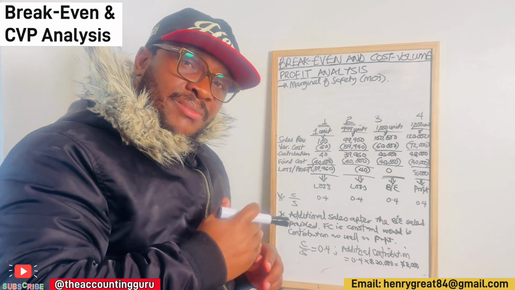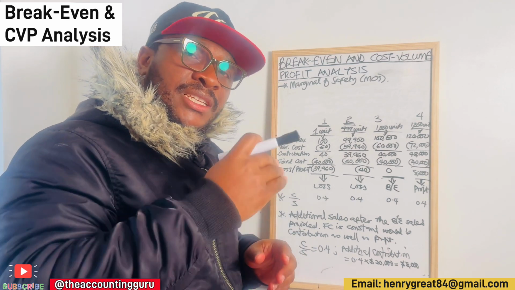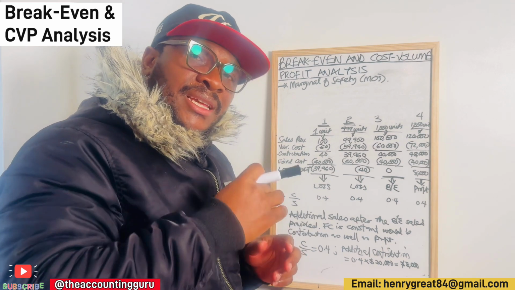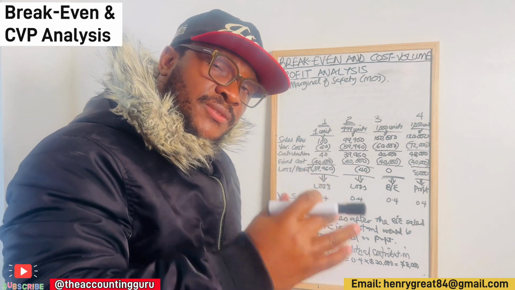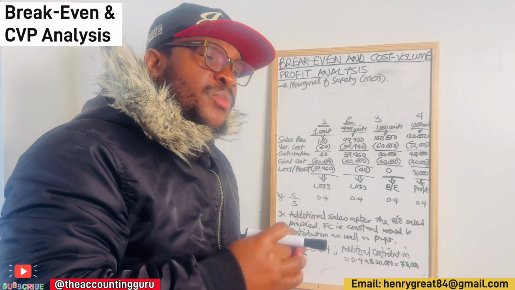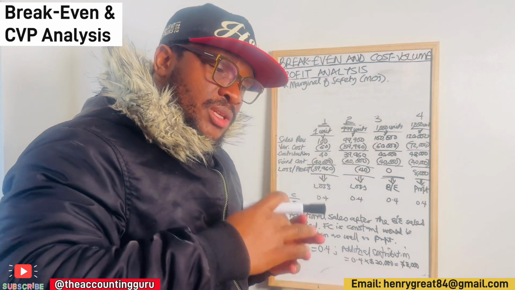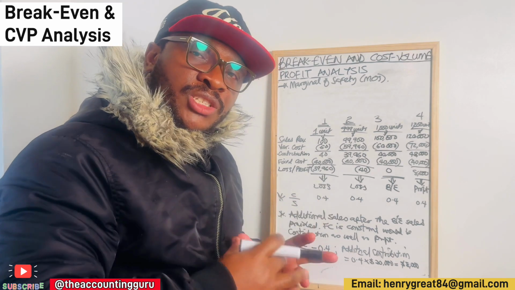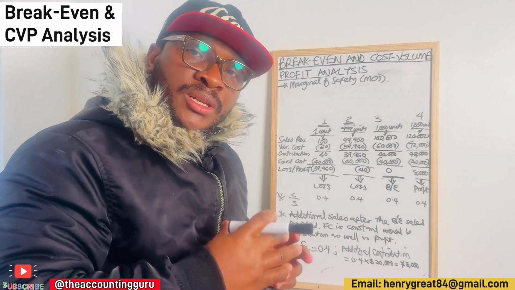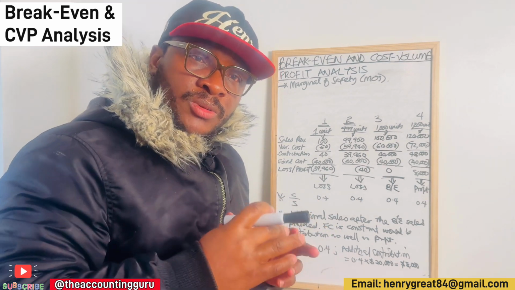The higher the margin of safety, the lower the business risk. The lower the margin of safety, the higher the business risk. So the relationship between margin of safety and business risk is inverse or negative. I hope this is clear to you.